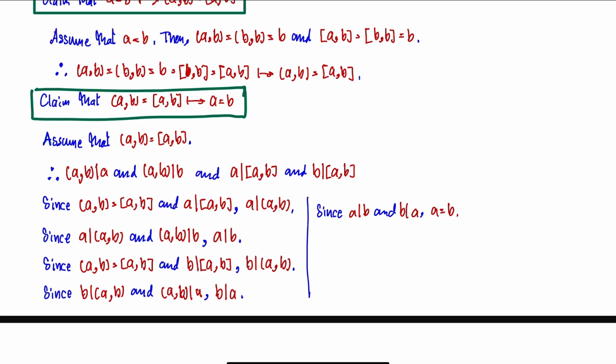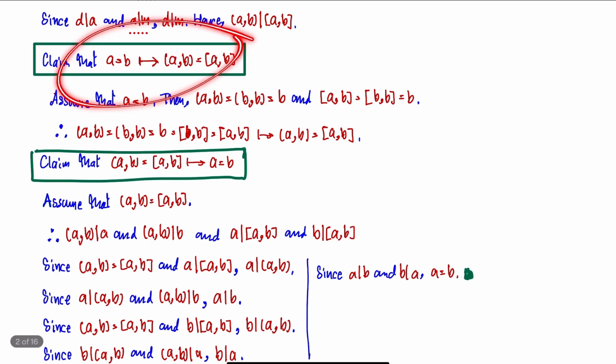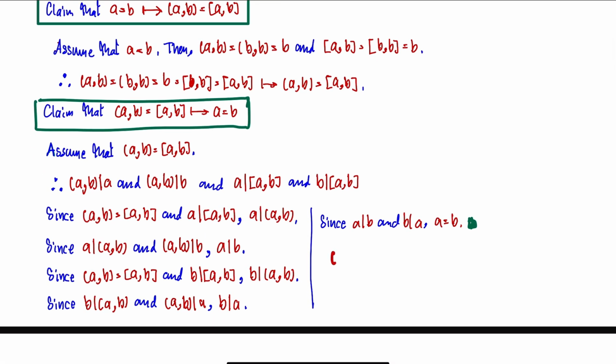So if A divides B and B divides A, we have A equal to B. Since we showed these two claims, we have that the greatest common divisor of A and B equals the LCM if and only if A equals B.